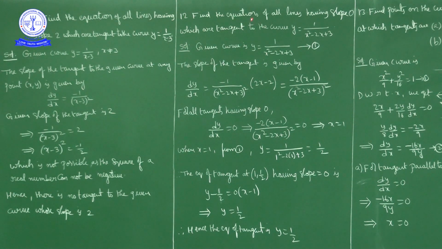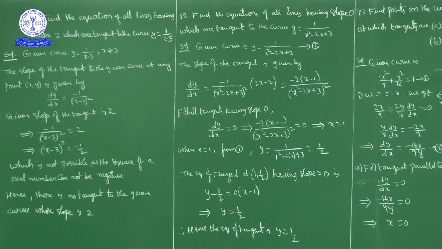Find the equations of all lines having slope 0, which are tangent to the curve y is equal to 1 upon x square minus 2x plus 3. Find equations of all lines having slope 0.